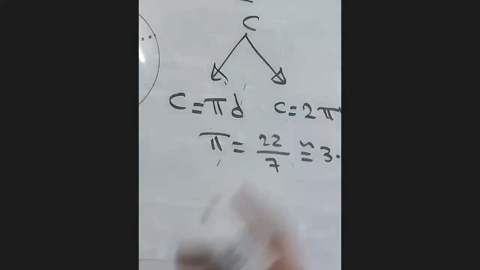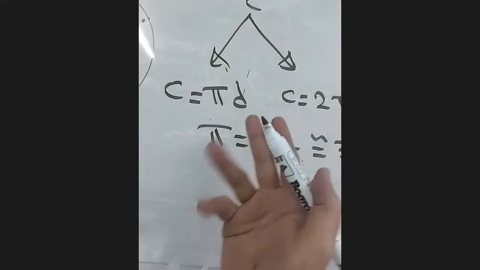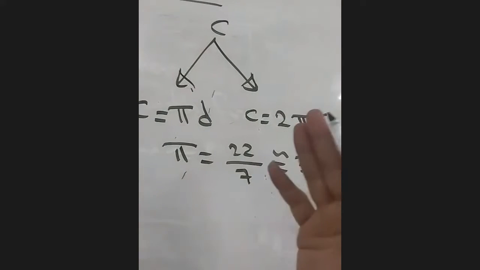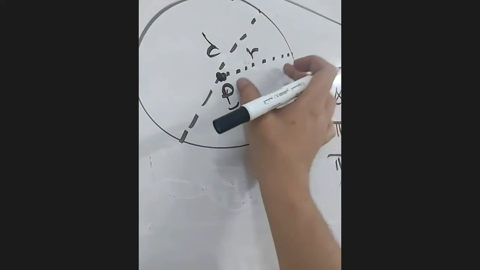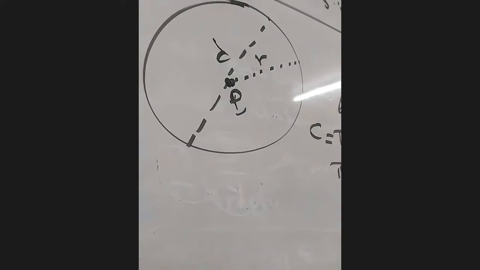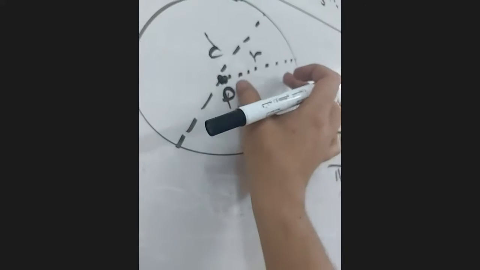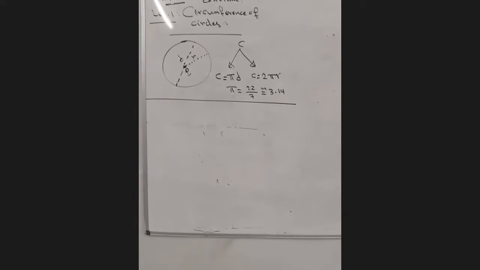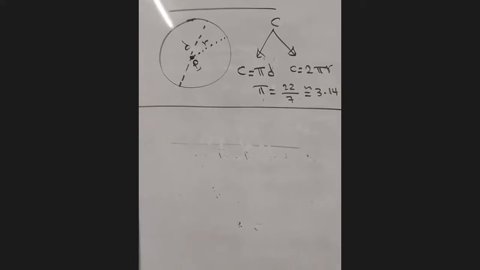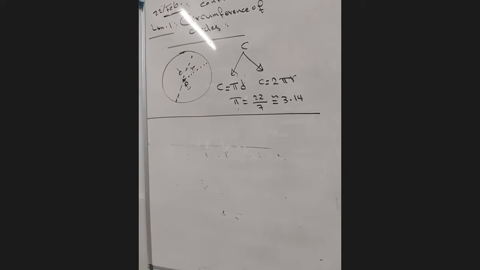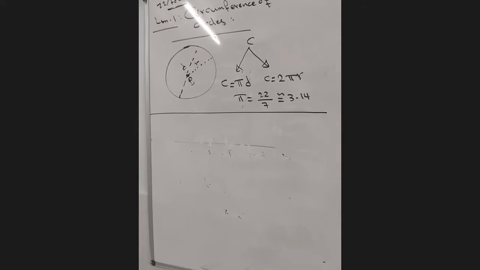So to find the circumference, if the diameter is given, we use this one. If the radius is given, we use this one. And if we double the radius, we have the diameter. And if we divide the diameter by 2, we will have the radius. This is what we did yesterday. Now today we'll do our examples, our check questions together to do more practice about the circumference of circles.